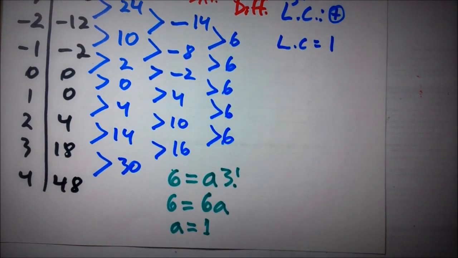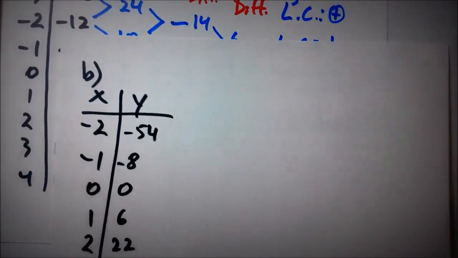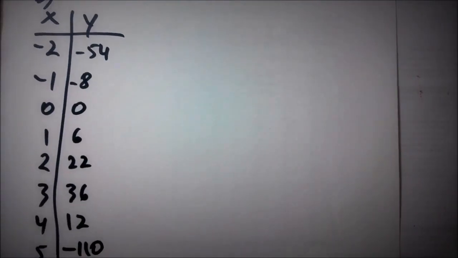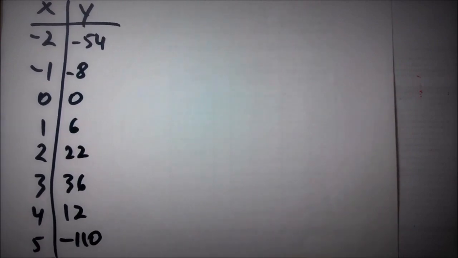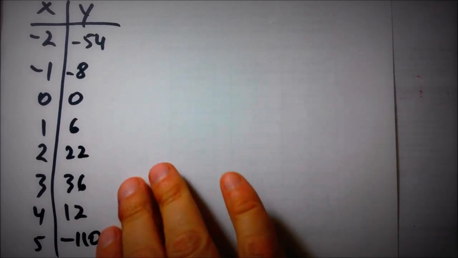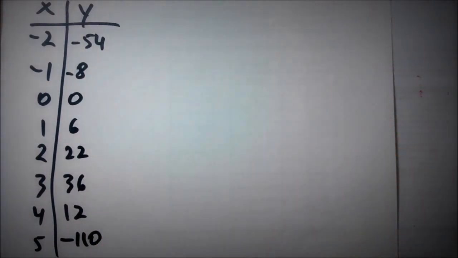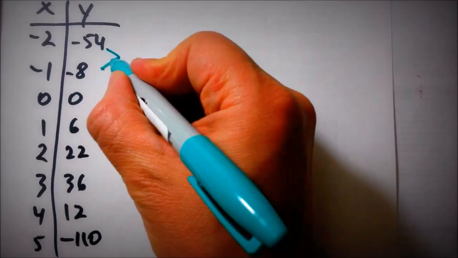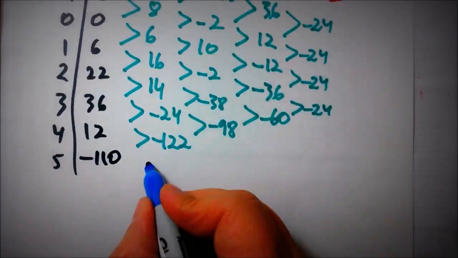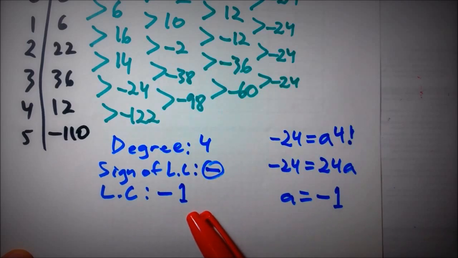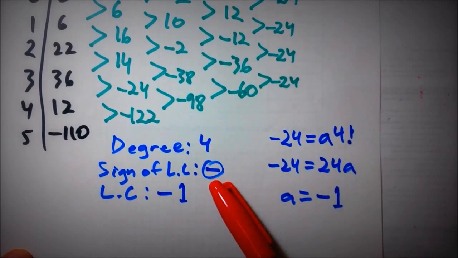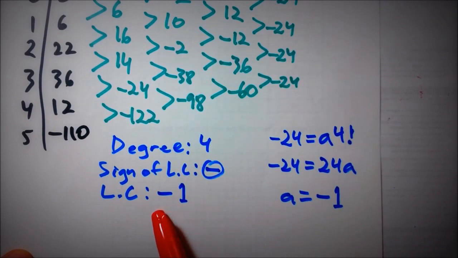We can start looking at example B. At example B, right, we have a similar table, a little bit larger, and we would do the same thing, the same calculations. I'll leave this up to you to answer the rest of the questions, or you can pause the video and see if your answer matches mine. Alright, so the answer is a degree of 4, the sign of the leading coefficient is negative, and the value of our leading coefficient is -1.